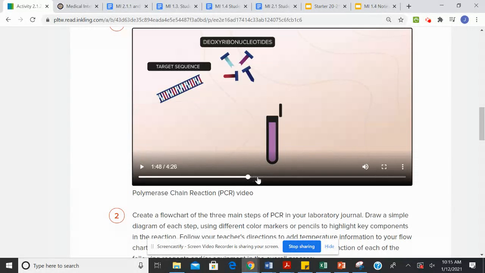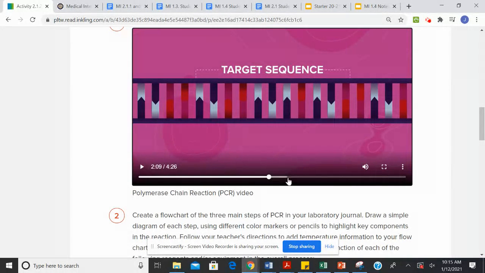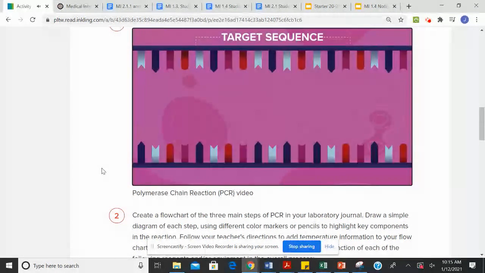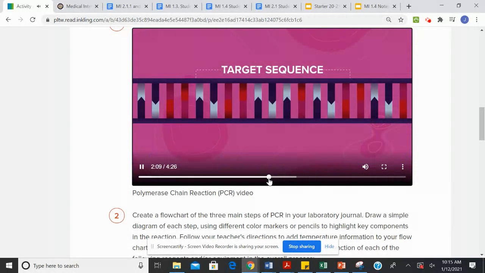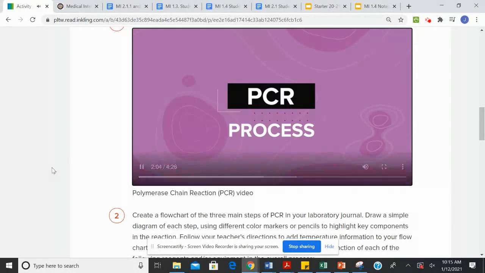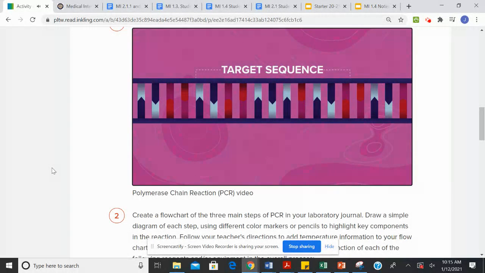All of that kind of gets mixed into a tube. All right, so you start with your target sequence that you want to copy. And I'll play through this animation real quick. So you basically separate. The first thing you have to do is denature the DNA, which means to separate it. So there's denature, anneal, and extend.